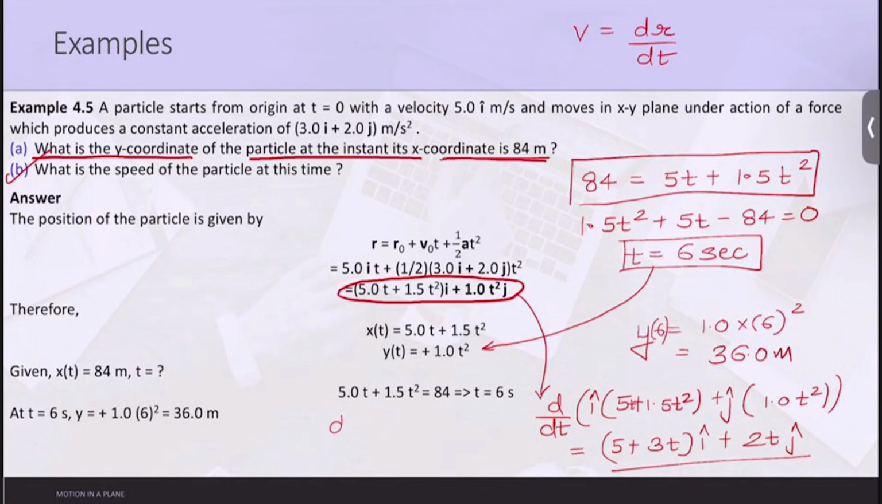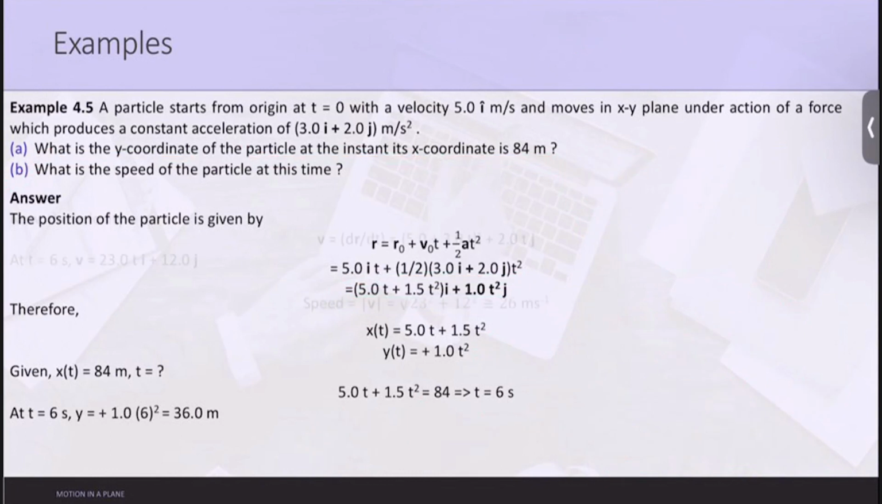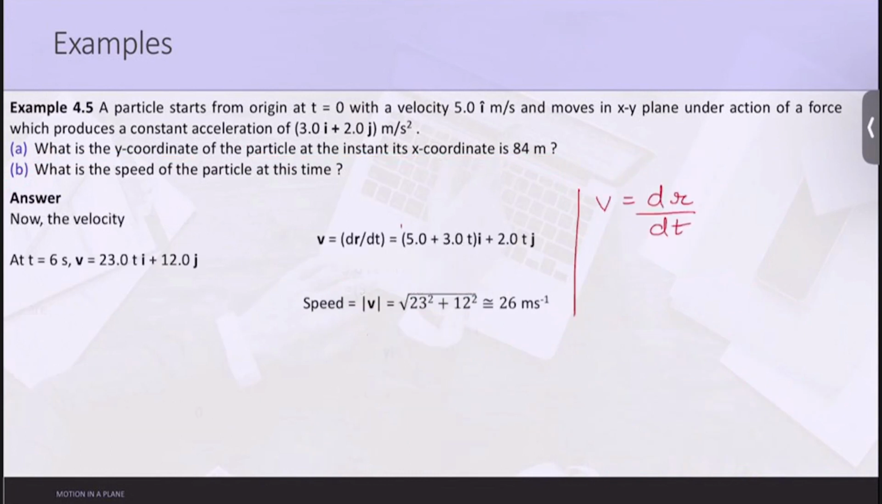I just used two different formulas. One was d by dt of t is equal to 1 and another was d by dt of t square is equal to 2t. So that was the velocity obtained, which is 5 plus 3t i cap plus 2t j cap. I will try to derive it again in the next lecture. Therefore for the speed at this time, we'll put the value of 6 here, and you will get 5 plus 3 into 6, which is 18. 18 plus 5 gives you 23 i cap, and similarly 2 into 6 is 12, so you get 12 j cap.